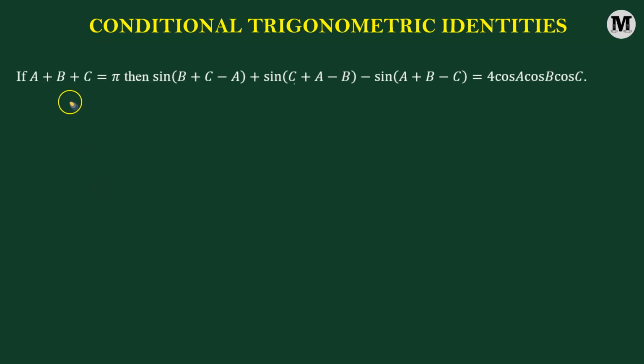So in this problem, we have a condition that a plus b plus c sum up to pi radians, and we need to prove the following. So what we'll do, we'll start our proof from the left hand side.